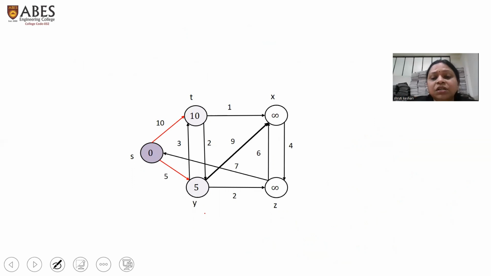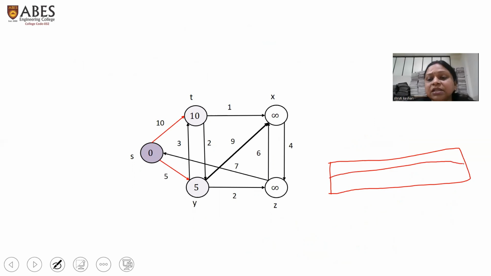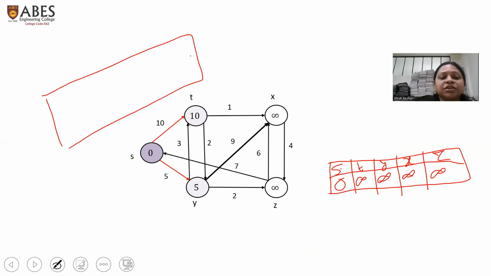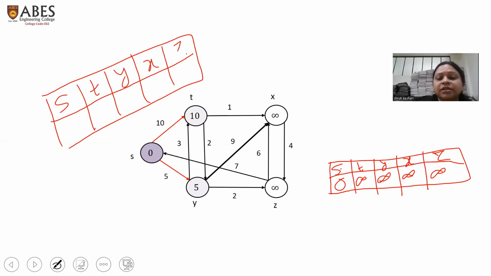Now, what is the exact scenario? These are the vertices: S, then T, then Y, then X, then Z. Originally, the values are 0, infinity, infinity, infinity, infinity. And also you need to maintain a pi matrix. What is pi? Pi defines the parent of that particular vertex. Here S, T, Y, X, and Z. Originally, this value is nil. When you're initializing a graph, this value is nil.